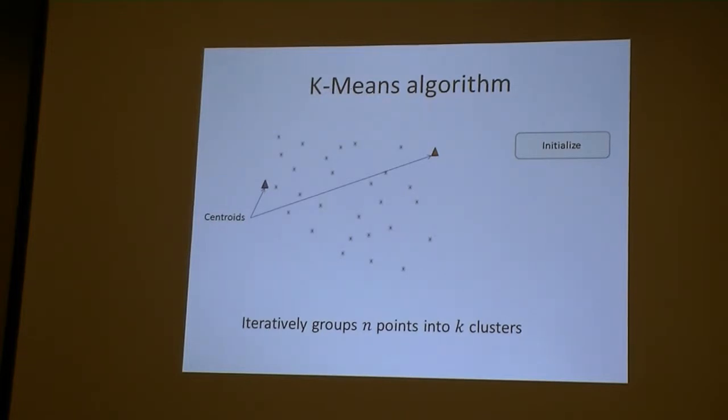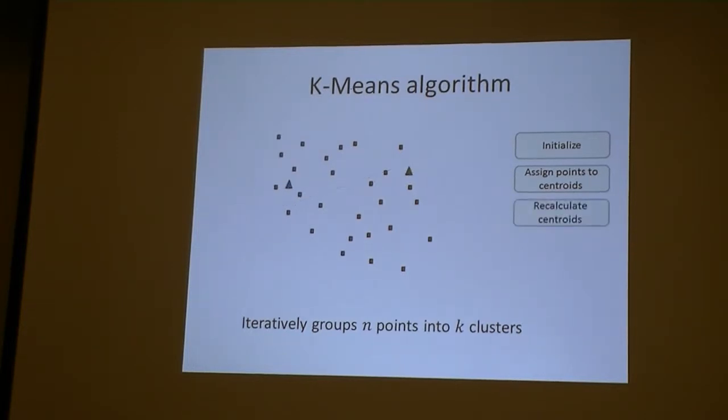So then the algorithm steps through this flowchart where first it assigns all points to their closest centroids, moves centroids to the average of their points, and repeats until convergence.